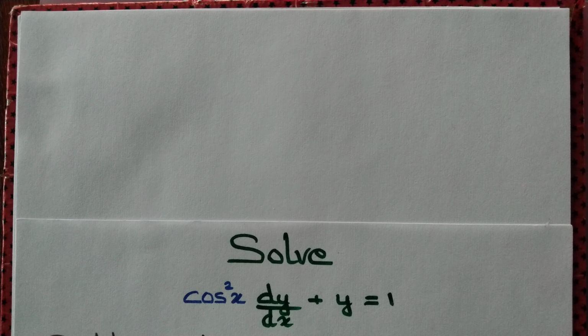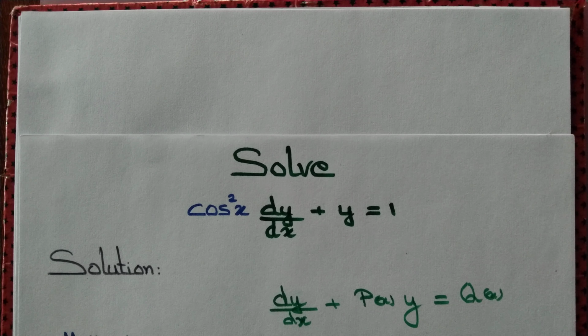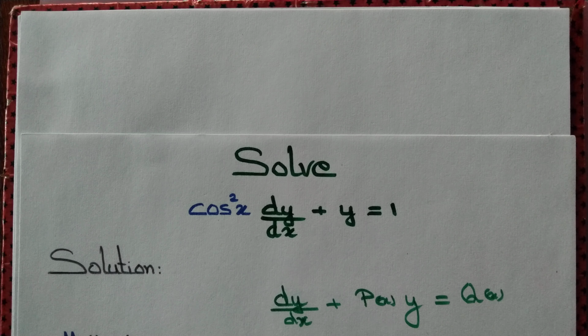Let us solve the differential equation cos square x dy by dx plus y equals 1. Now we want to somehow reduce this differential equation to the standard form dy by dx plus p(x) times y equals q, so that we can easily integrate it or solve it.